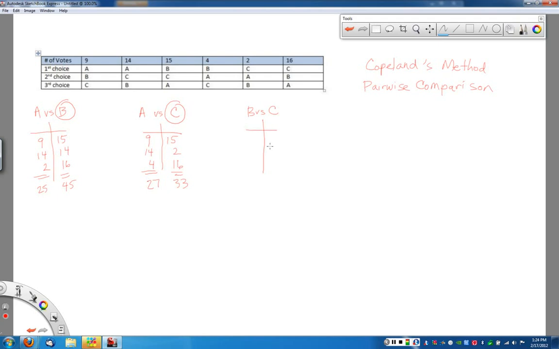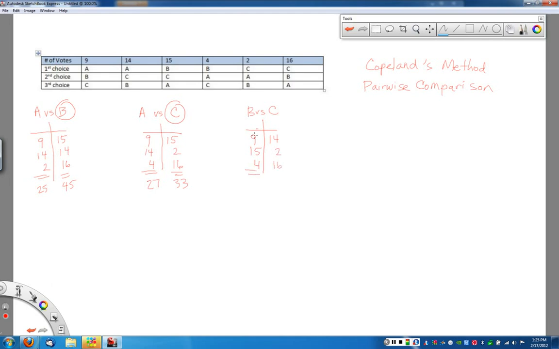One last matchup to do. I've got to do B versus C. When I do that, B wins the 9 points for the first one. B versus C, C wins the 14. When I look at the 15 column, B is at the top, so B gets those 15 points. And B is also at the top of the next column with 4. In the last two columns, notice C is in first place, so in B versus C, of course, C will win both the 2 and the 16.